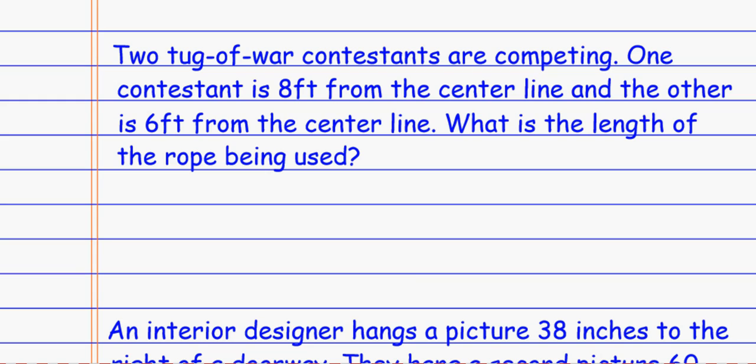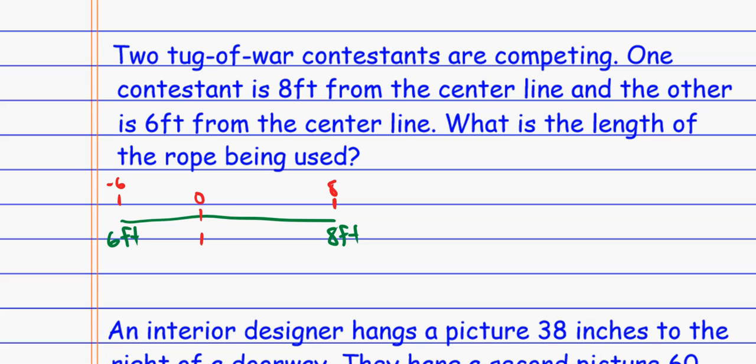If we think about this for a moment, let's say here's the rope that's being used, and here's the center line. It's telling us that this guy is 8 feet away, and this guy is 6 feet away. If we wanted the overall length, we could fix this to a number line. If I call this center line 0, it means that this is at -6, and this guy over here is at +8. That idea that this can be set onto a number line can show us the distance here.